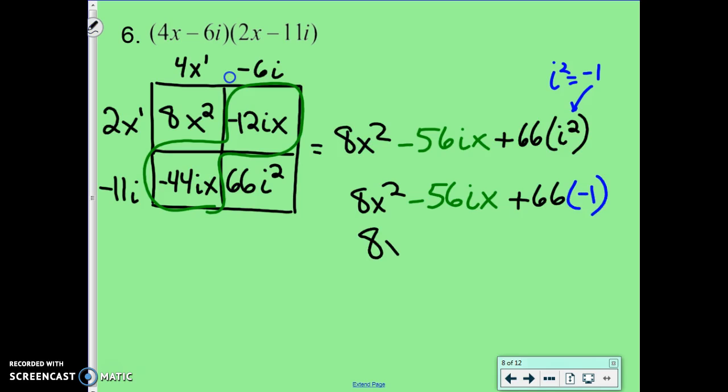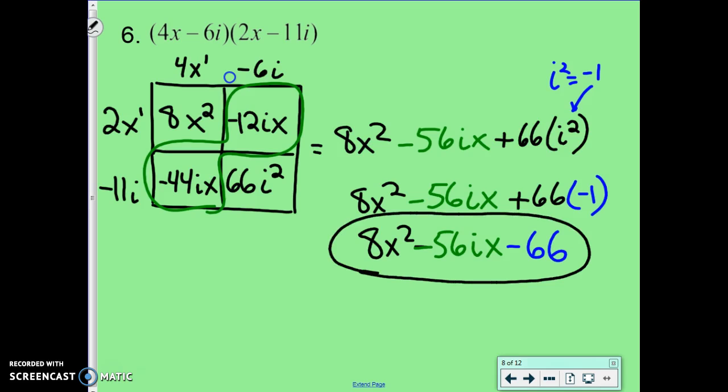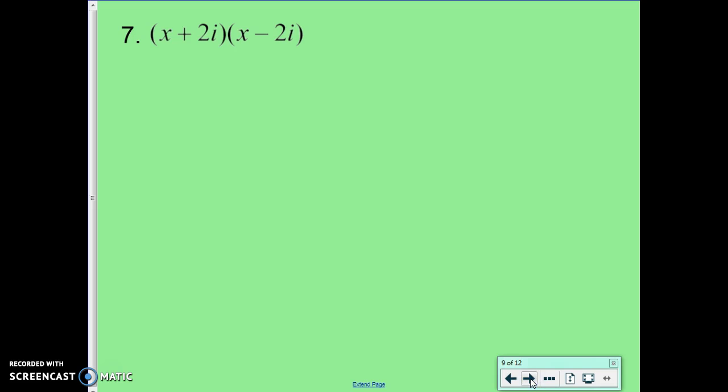It's going to give us 8x squared minus 56ix, not i to the power of x, minus 66. And again, I don't see any like terms here, so I've reached my answer. Getting closer to being done.